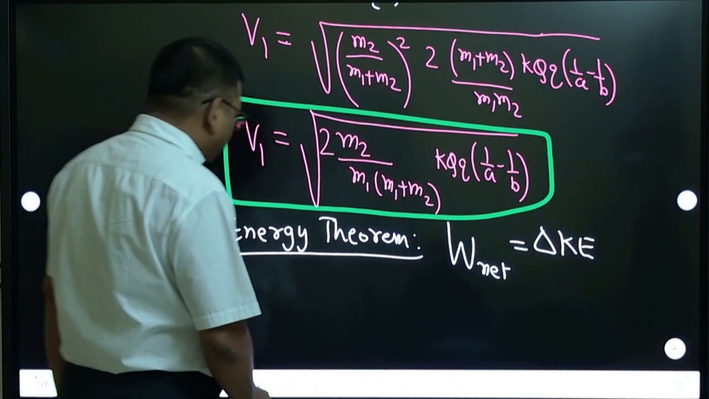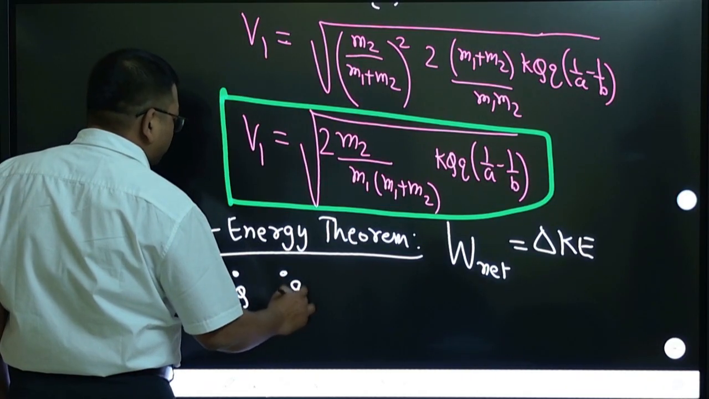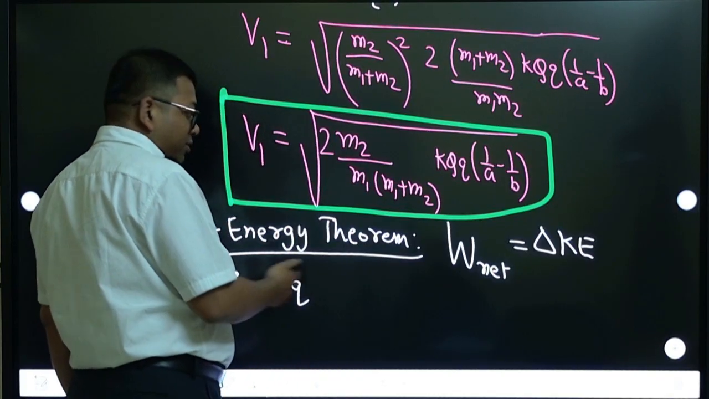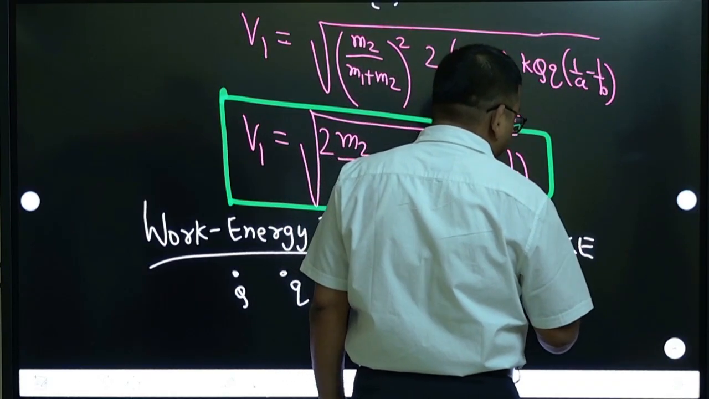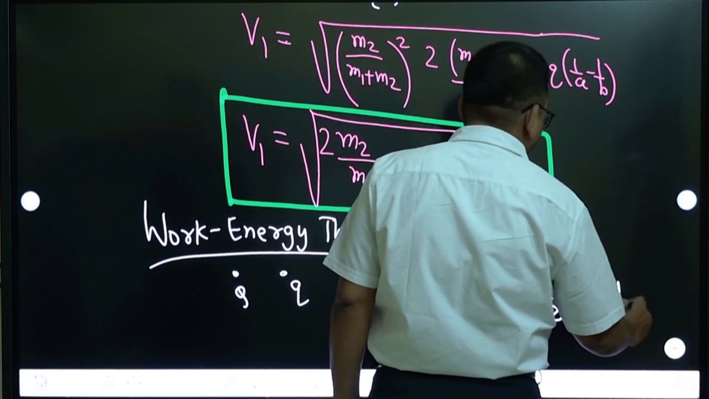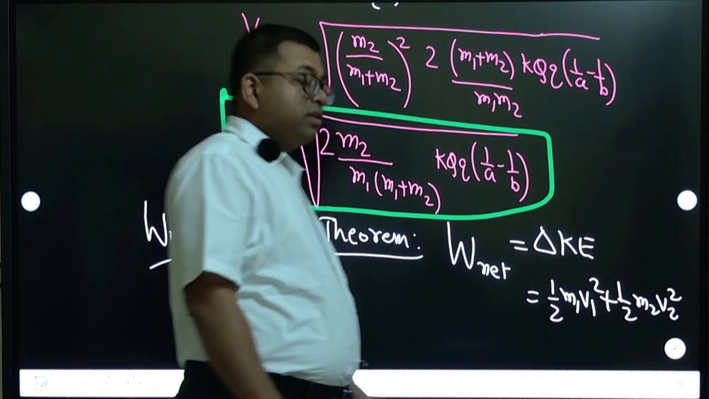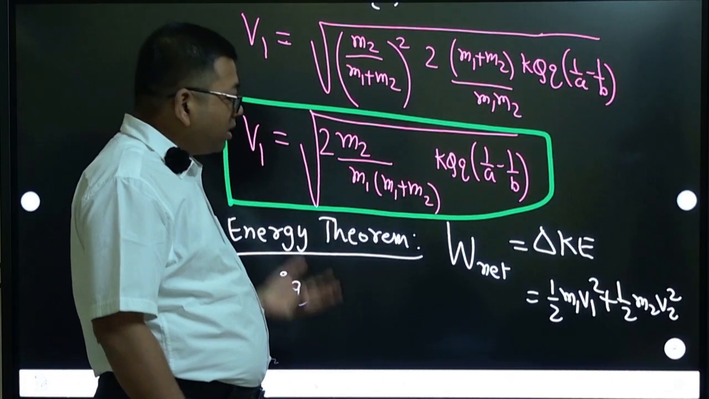So here you have seen these two particles having charge q and a small q, right? And initially they have zero speed, so they have zero kinetic energy. Finally they have kinetic energy, so half m1 v1 square plus half m2 v2 square. Okay, this is the final energy, that is the change of kinetic energy and work done.